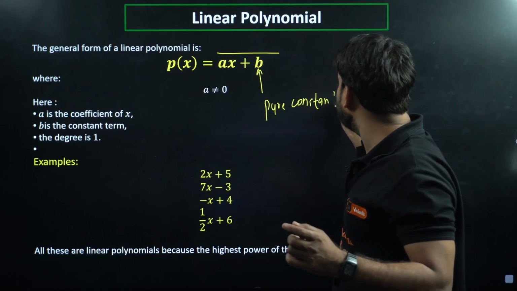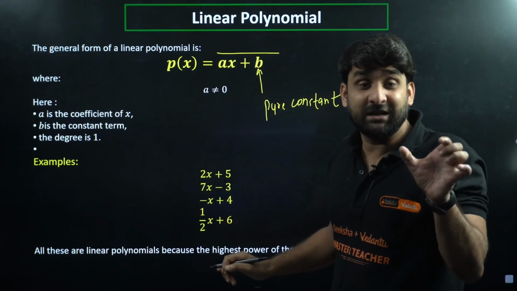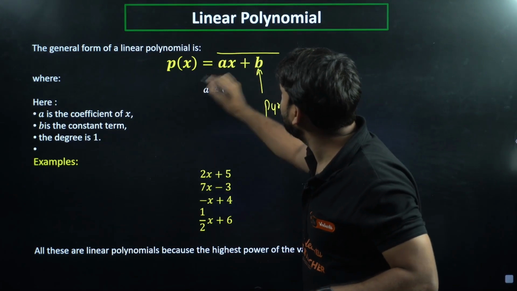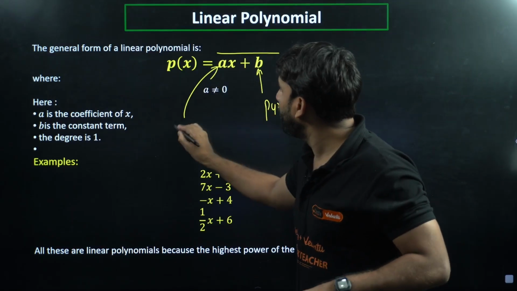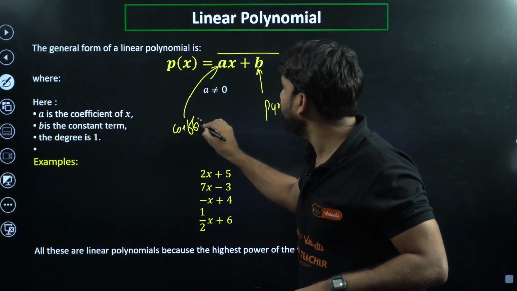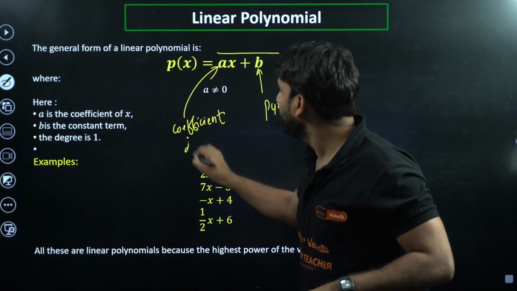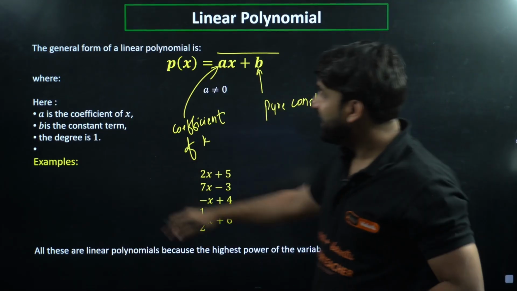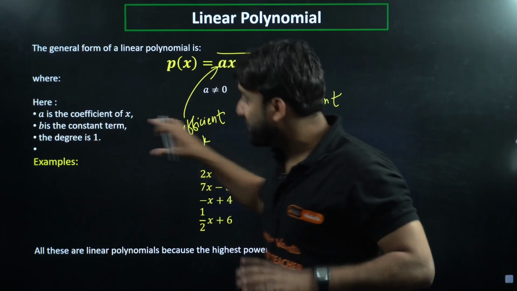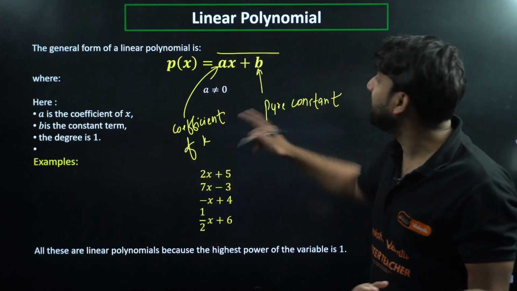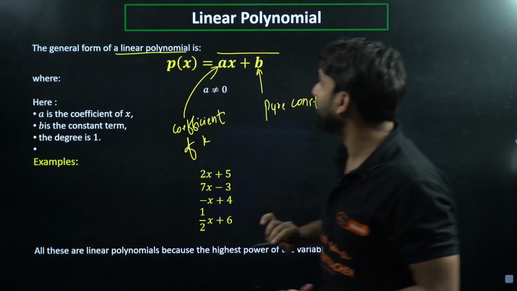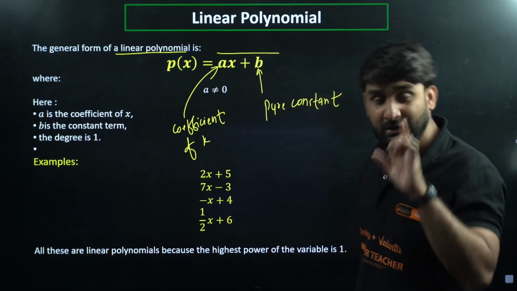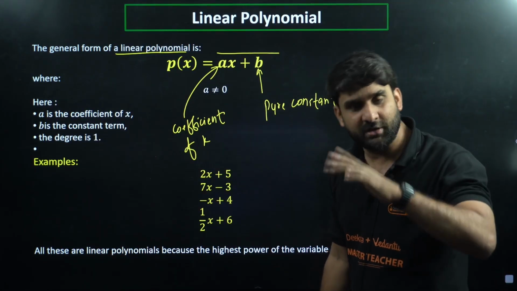And here a is also a constant, but a is attached with x, and that's why it is called the coefficient of x, but it is also a number. Now here a is the coefficient of x, b is the constant term, and the degree is of course 1 because we are talking about a linear polynomial. Can you see the x has power 1, so the degree will be 1, particularly here in this chapter, right?